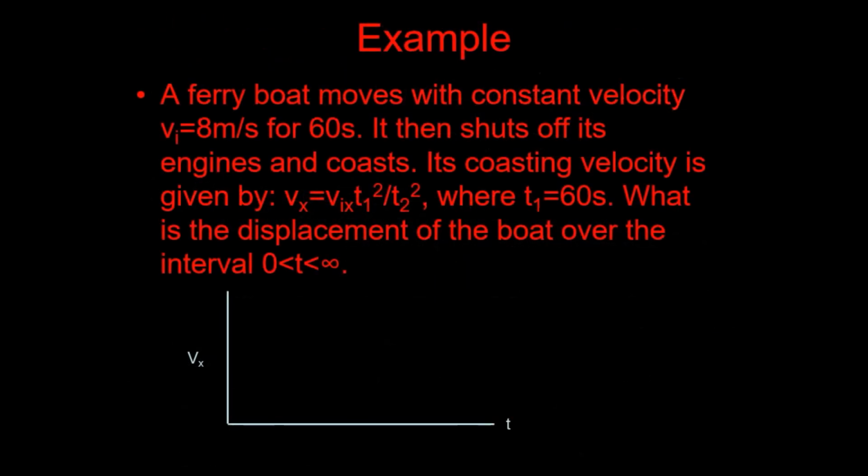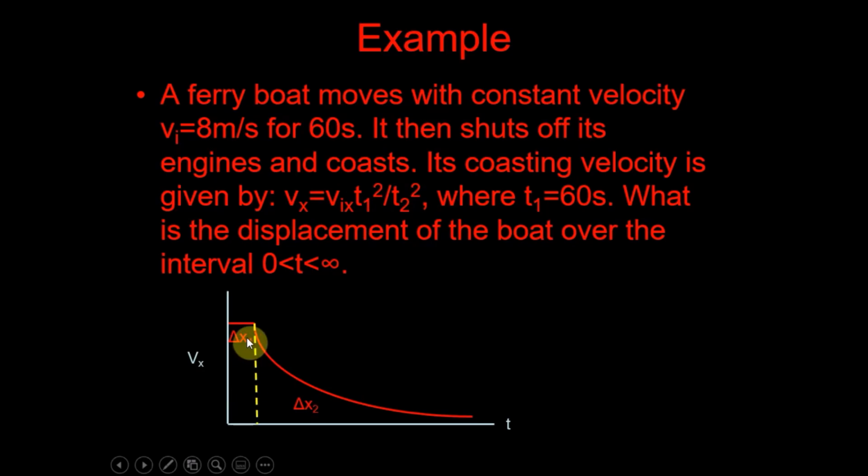Let's take a look at another example. A ferry boat moves with constant velocity of 8 meters per second for 60 seconds. It then shuts off its engines and coasts. Its coasting velocity is given by this function: v(t) equals v_i t1 squared over t squared, where t1 is 60 seconds. What's the displacement of the boat over the interval 0 to pretty much the rest of the time?